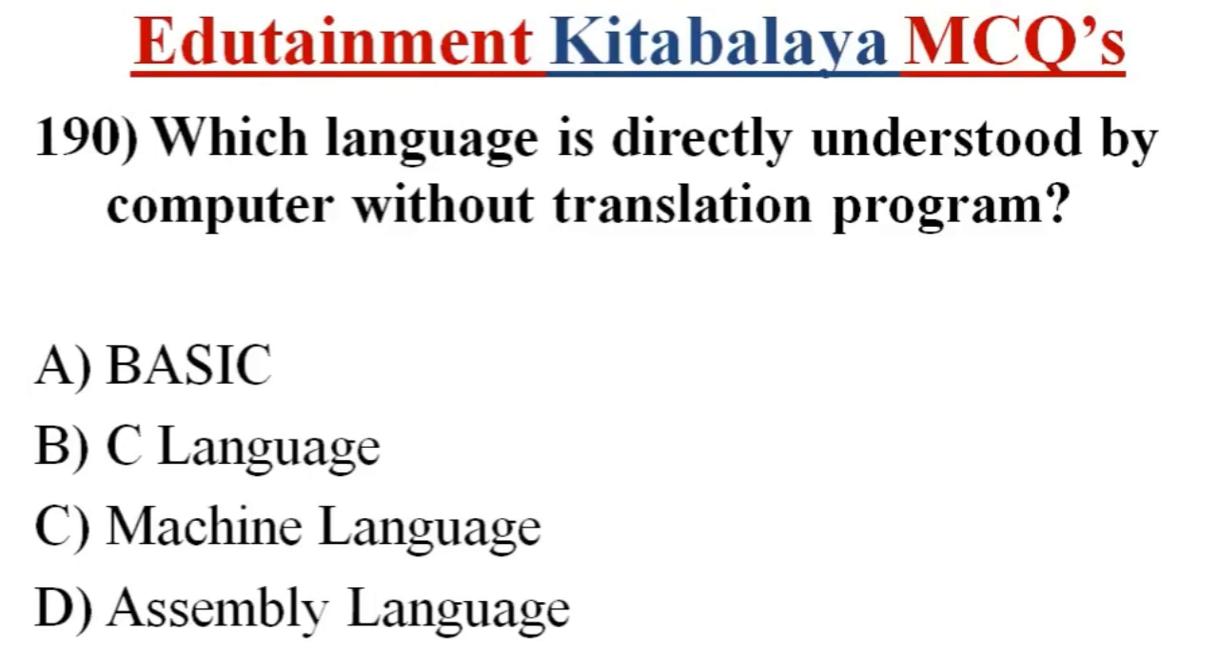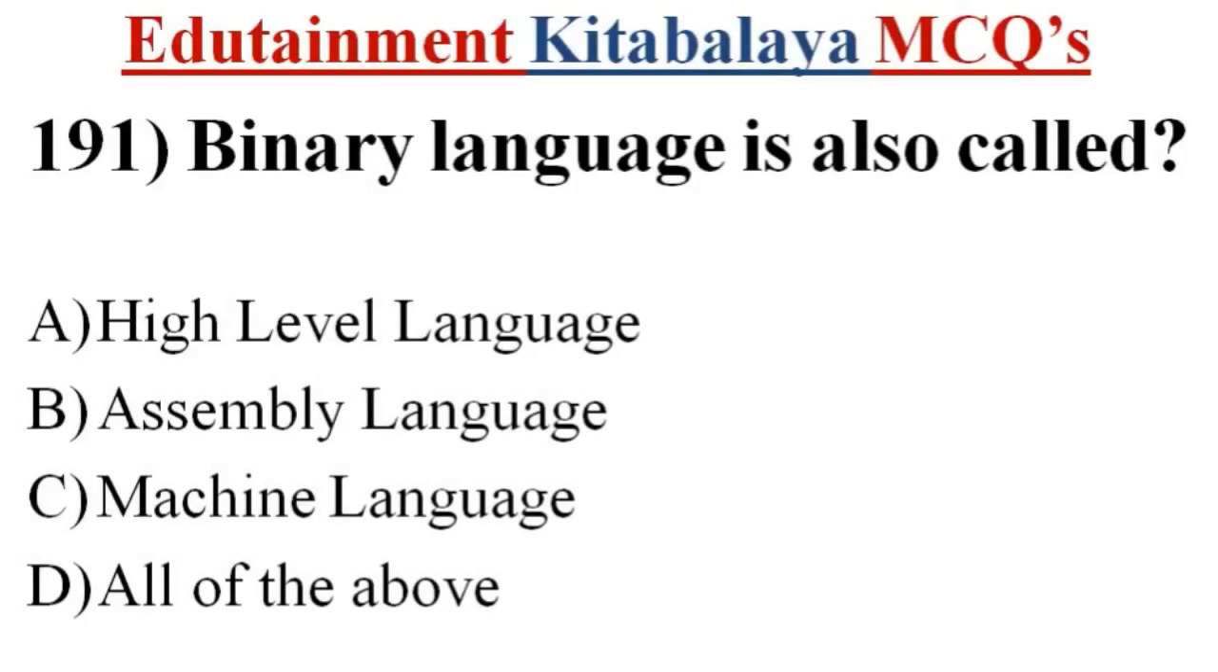Question number 190. Which language is directly understood by computer without translation program? A. Basic. B. C language. C. Machine language. D. Assembly language. Correct answer is C. Machine language. Question number 191. Binary language is also called A. High-level language. B. Assembly language. C. Machine language. D. All of the above. Correct answer is C. Machine language.